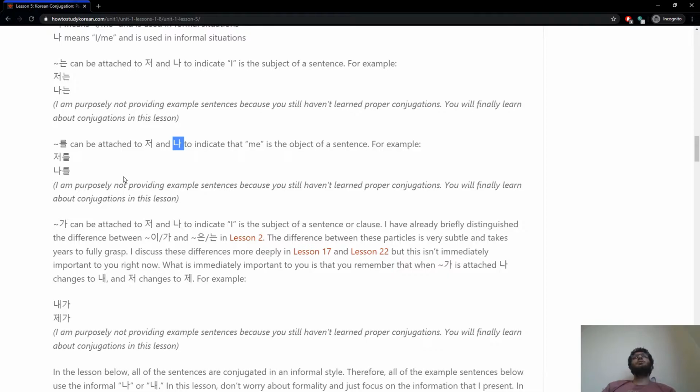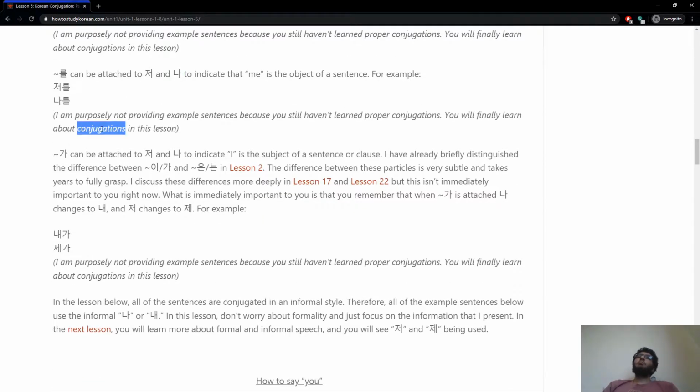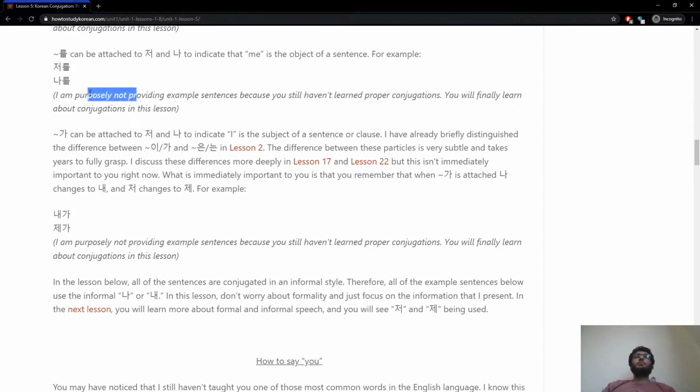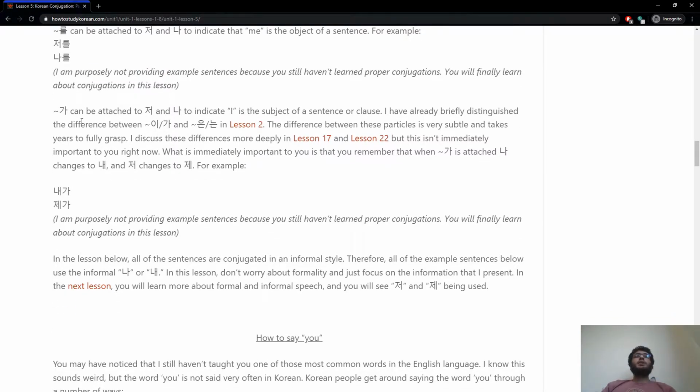Actually, do I say 촐? I don't know. I don't write it, but it might be used. But that's just good for you to know. Purposely not providing examples. 가.